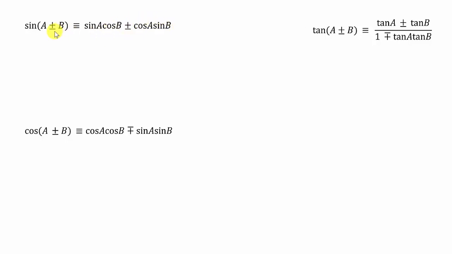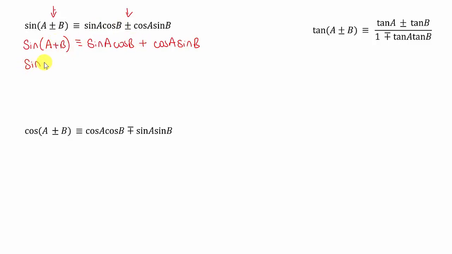And if you look at this, an important thing to see is that this plus or minus is the same as this one. That means that no matter what you're given in the problem, you're going to use the same sign. For example, if I had sine of A plus B, I would get sine of A cosine B plus cosine of the first angle and then sine of the second. So this is the first angle, this is the second.